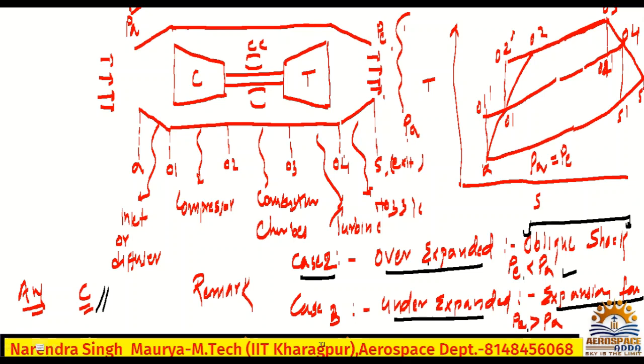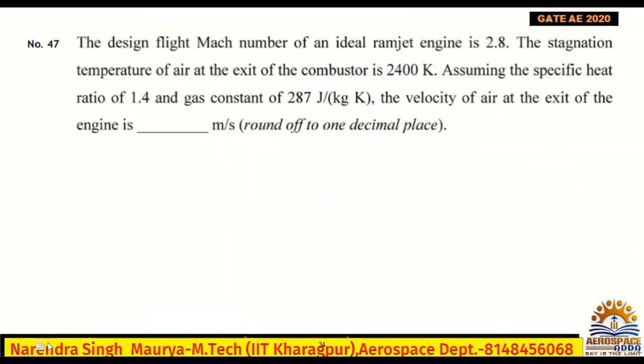This is the next problem, problem number 47. It was asked for 2 marks. Here the question is: check the design flight Mach number of an ideal ramjet. So this problem is based on an ideal ramjet engine, with design Mach number 2.8.